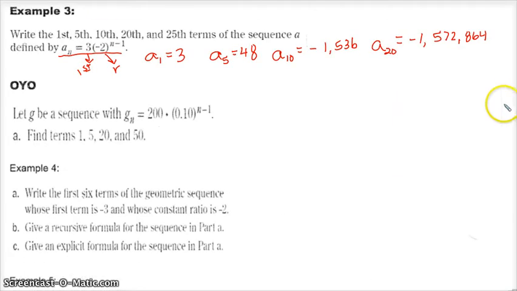Now you try. On your own, find the 1st, 5th, 20th, and 50th terms given by the explicit formula below. Then check your answer.